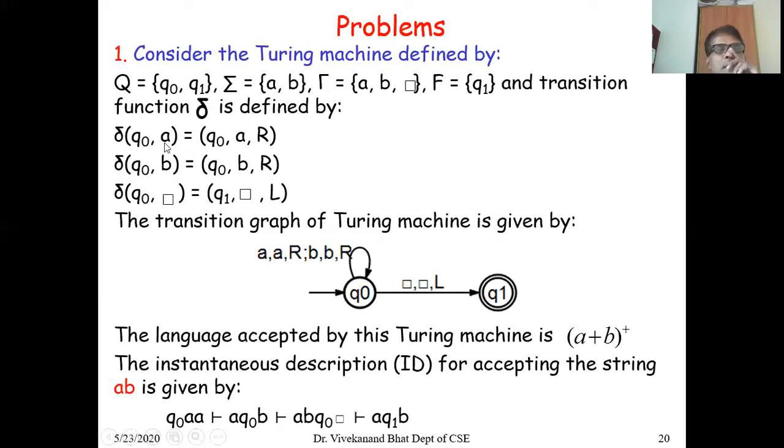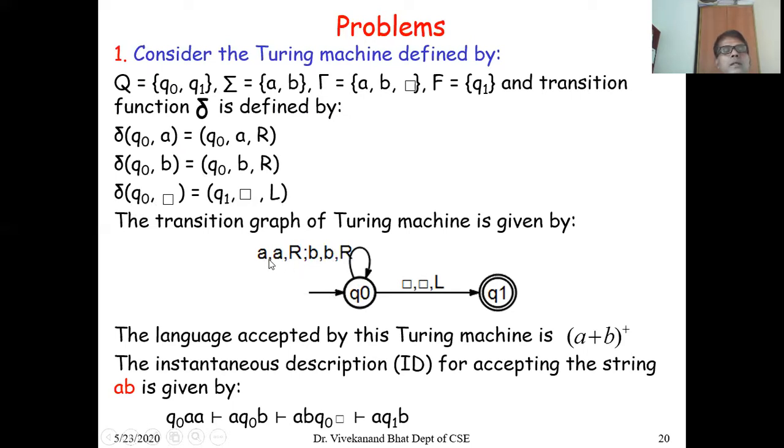So this transition function means that we are in the state Q0 reading A, replace A by A and move right. Similarly, in the state Q0 reading B, replace B by B and move right. We are in the same state. And in another transition, we are in the state Q0 reading blank, replace blank by blank, change the state to Q1 and move left. So this is the transition graph represented. Each edge is labeled by three symbols.